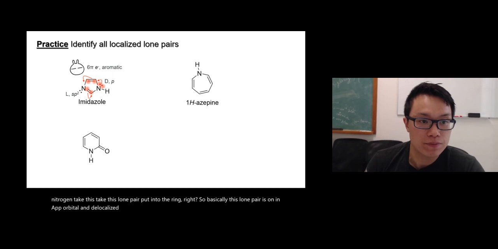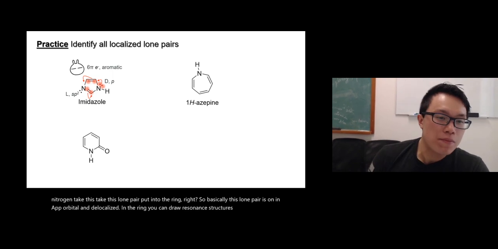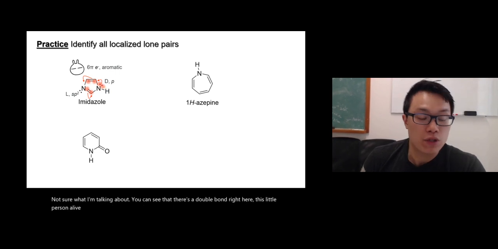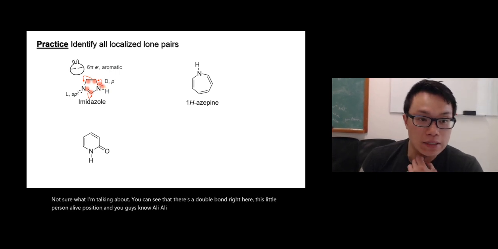You can draw resonance structures. If you're not sure what I'm talking about, you can see there's a double bond right here. This lone pair is in an allylic position, and you know an allylic lone pair is delocalized.